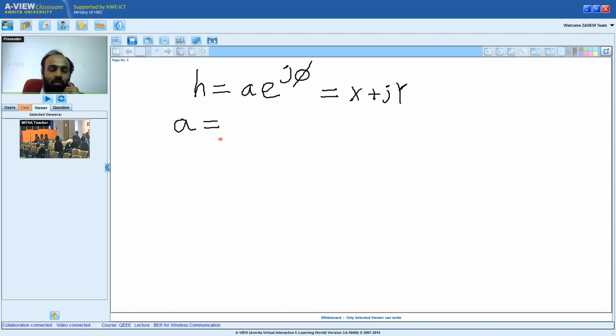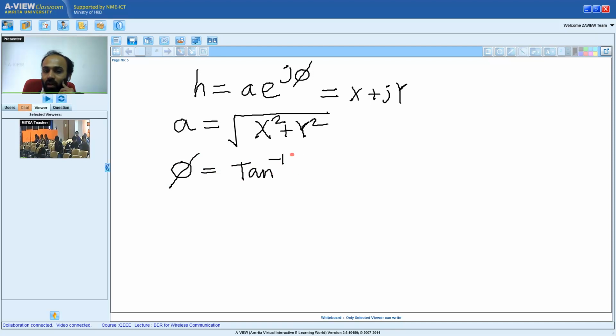Can someone tell me what is the expression for the amplitude A? Manipal? Root of x square plus y square. Thank you. Square root of x square plus y square. And what is the expression for phi? The phase phi is tan inverse y by x. Tan inverse of y by x. Thank you very much. I got the answer.